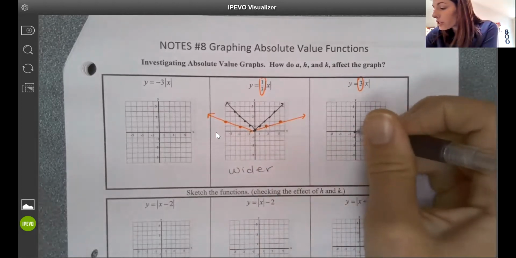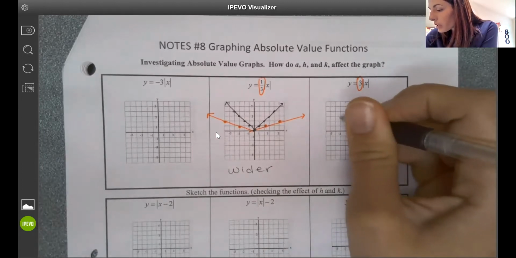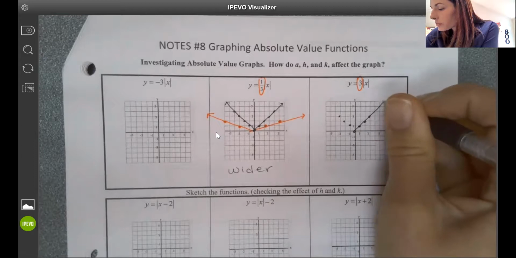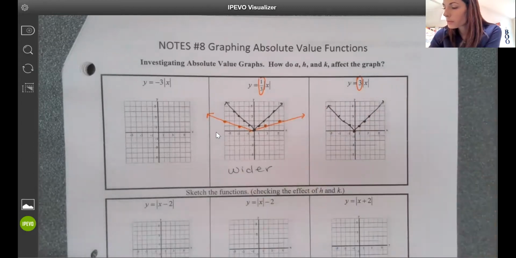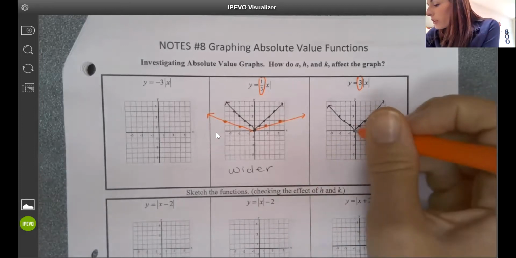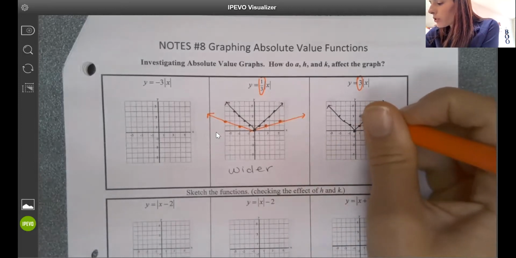Looking at my original graph, again, just going up by 1 on both sides. That was what my original graph was. And then when I threw a 3 in front of it, my graph got skinnier. And in fact, we could graph it by going up 3 over 1. That's how much skinnier it had gotten.